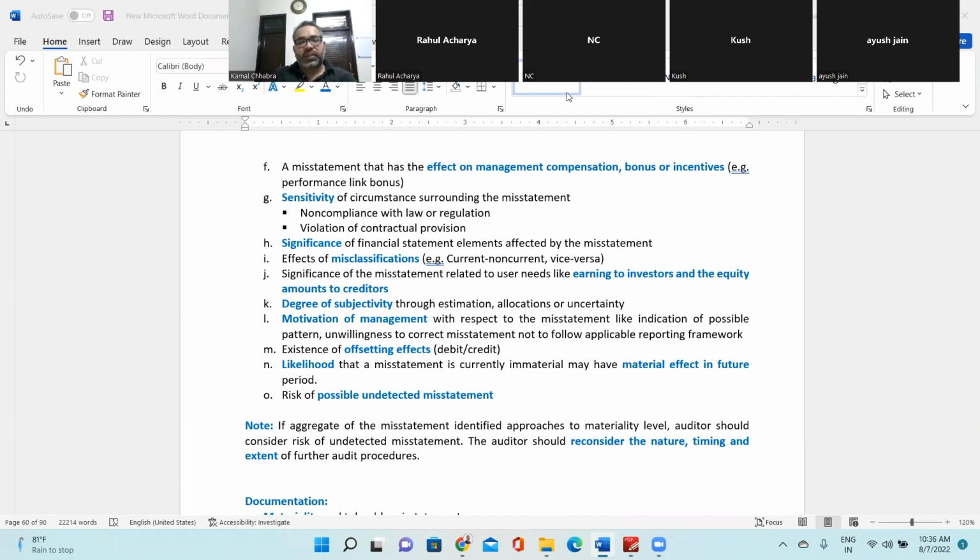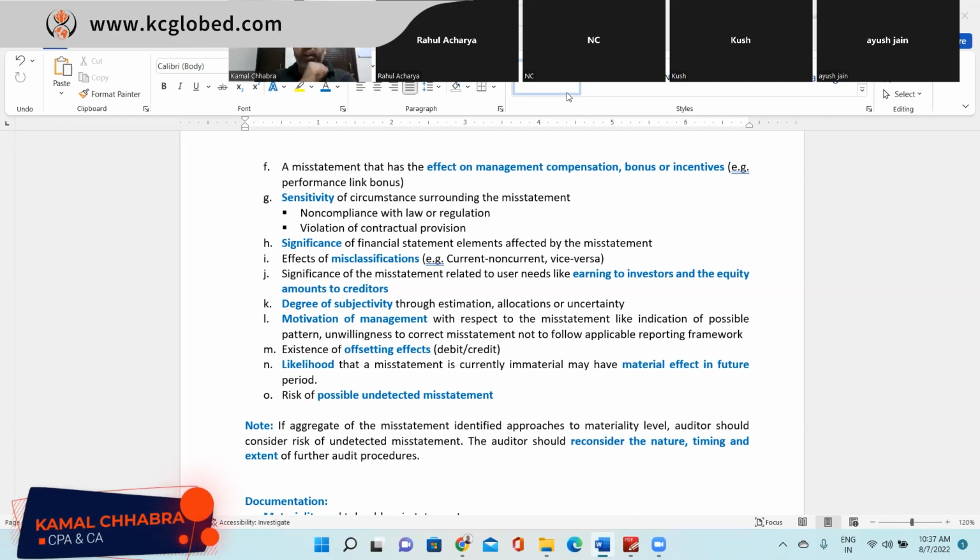Next is effect of misclassification. So whether the misstatement is on account of misclassification, right? Your current asset has been classified as a non-current asset, right? Or, for example, capitalization of repair and maintenance expenses. If management has wrongly classified repair and maintenance expense into property, plant and equipment, and now you have identified those expenditures are not capital expenditure, those expenditures are revenue in nature, right? Then you request the management to do the reclassification from property, plant and equipment to repair and maintenance expenditure. Right? So those kinds of misstatements or misclassifications, you need to evaluate.